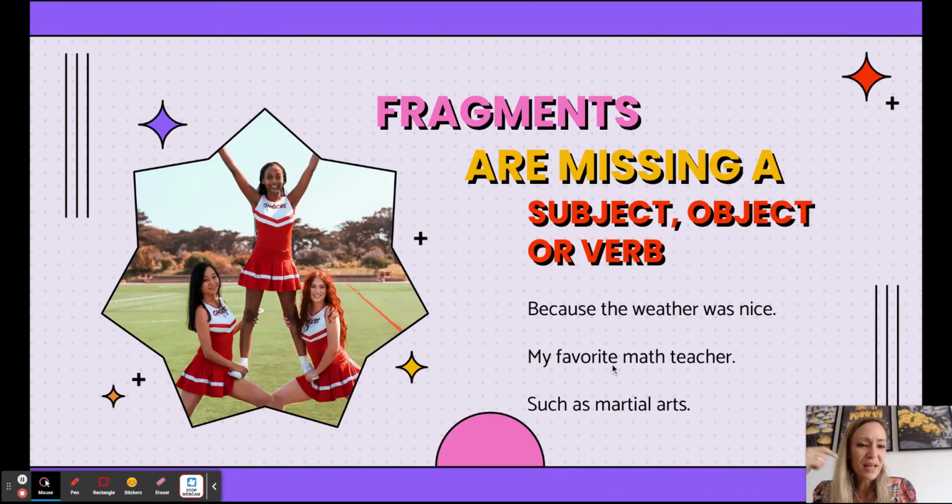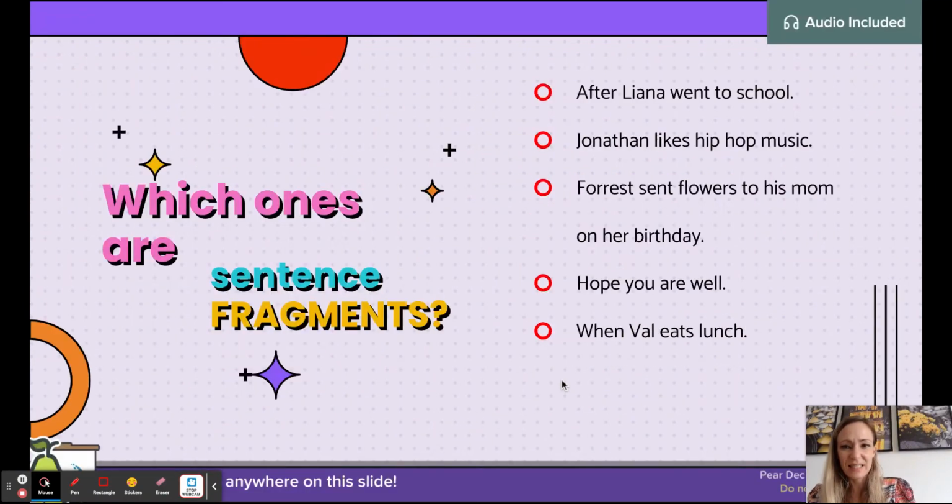My favorite math teacher. That's missing a verb. What did your favorite math teacher do? Or what did you think about your favorite math teacher? Such as martial arts. This is giving an example, but what is such as martial arts? It's missing a subject again. Okay, so we need all of those components to make a complete sentence.